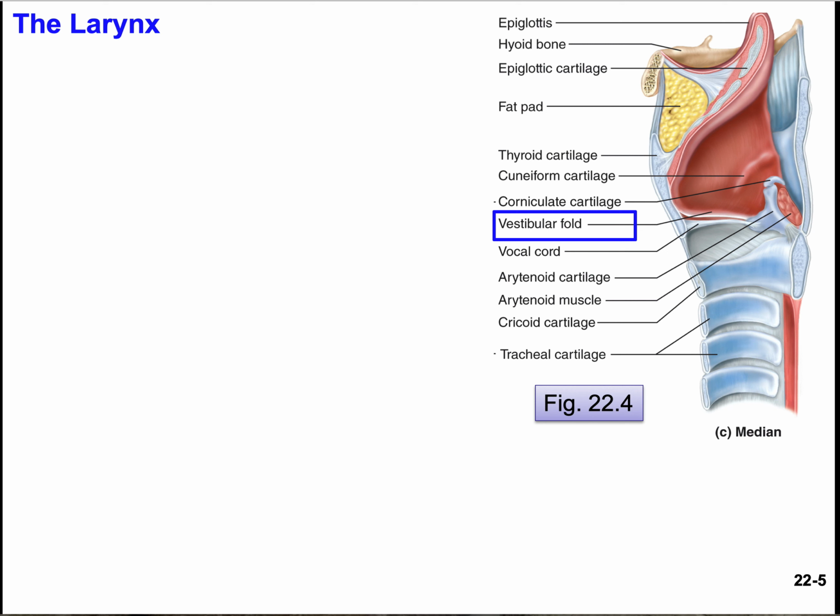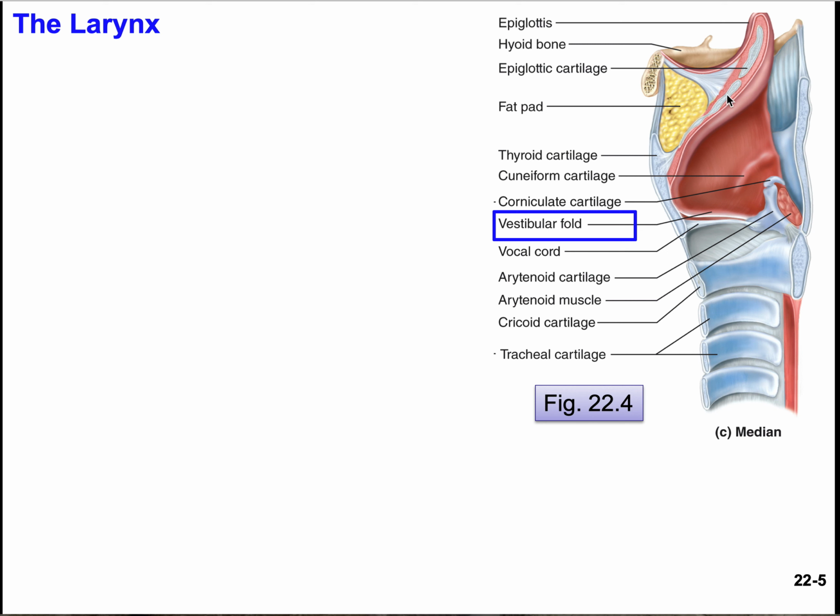Here's now figure 22-4, and this is in the 8th edition, but probably true about the 7th as well as the 9th. And we can see in the sagittal section some of the deeper structures associated. So here we've got a vocal cord right here. Some of the other cartilages that you've learned about, arytenoid, for example.